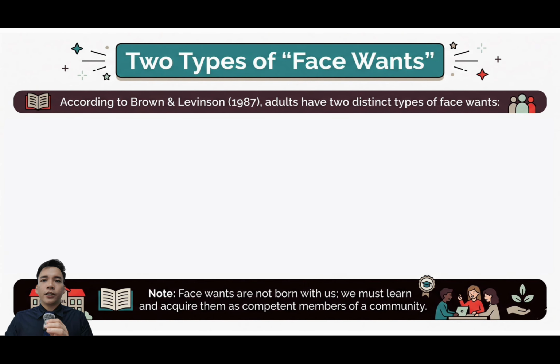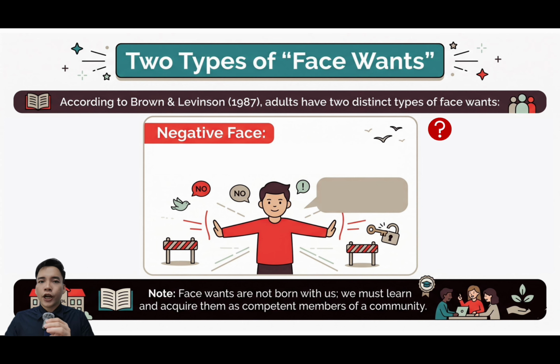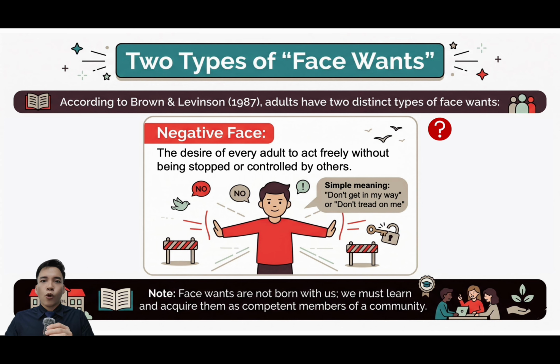According to Brown and Levinson in 1987, adults have two distinct types of face. The first type is negative face. Negative face is the desire of every adult to act freely without being stopped or controlled by others. The simple meaning is "don't get in my way" or "don't tread on me." So negative face is about freedom and independence. For example, if I say, "Send me the file now," this may threaten your negative face because I'm controlling your action. A more polite way is, "Could you please send me the file when you have time?" This sounds more polite because it gives the listener more freedom.